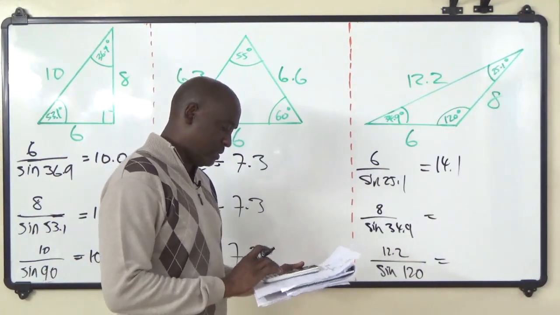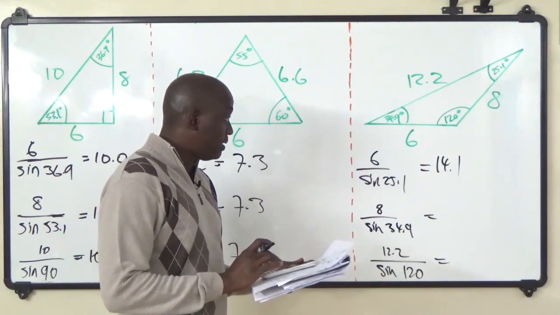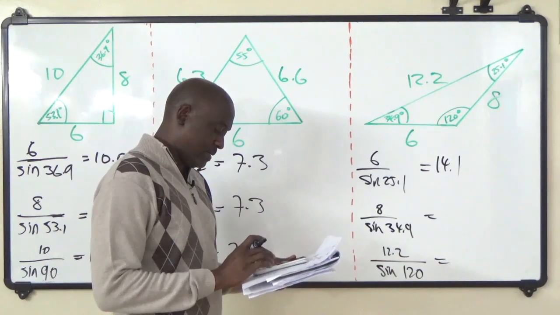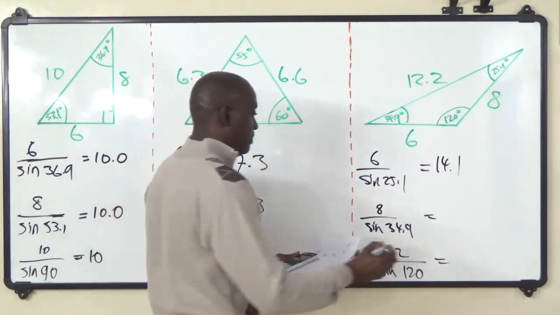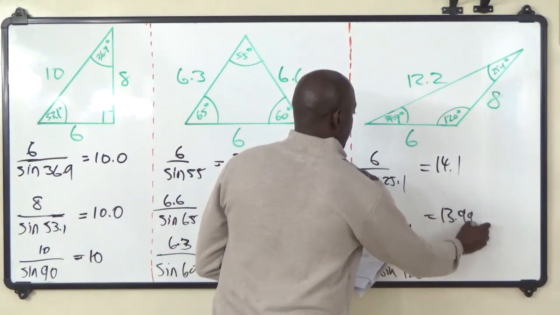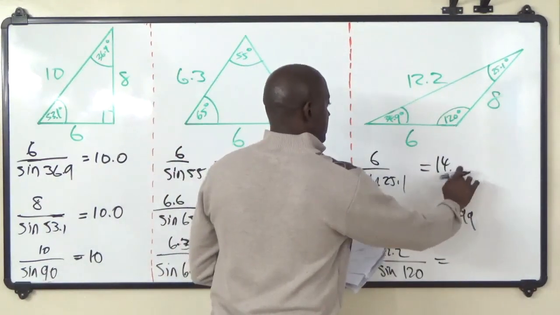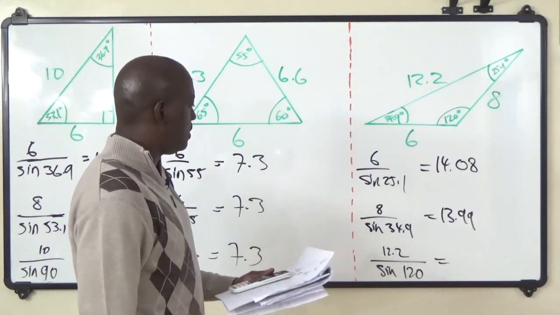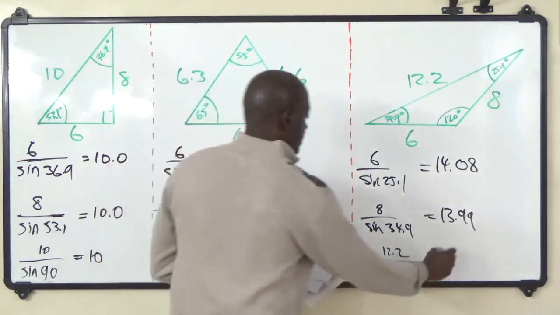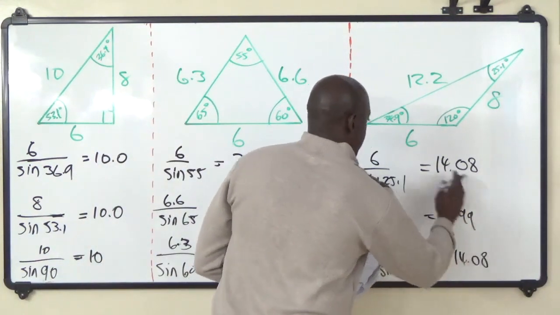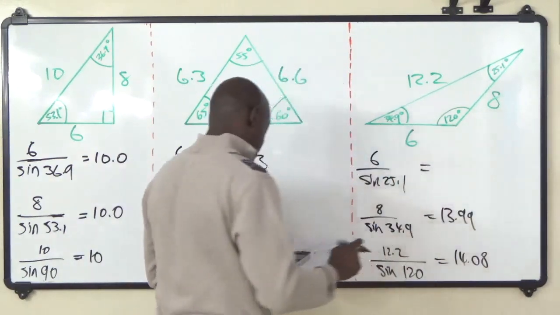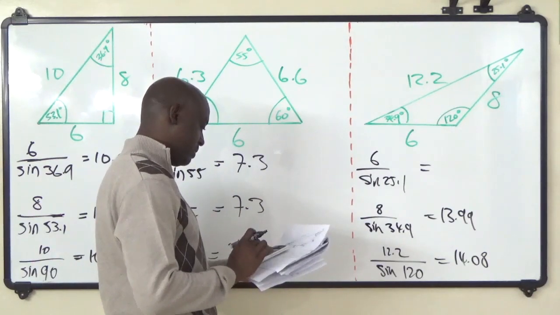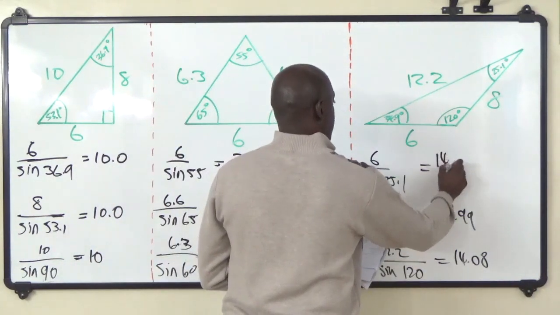8 over sine 34.9 is equal to 13.98, 13.99. This is 14.08, I think. And 6 over sine 25.1, 6 divided by sine 25.1 is equal to 14.1, right?